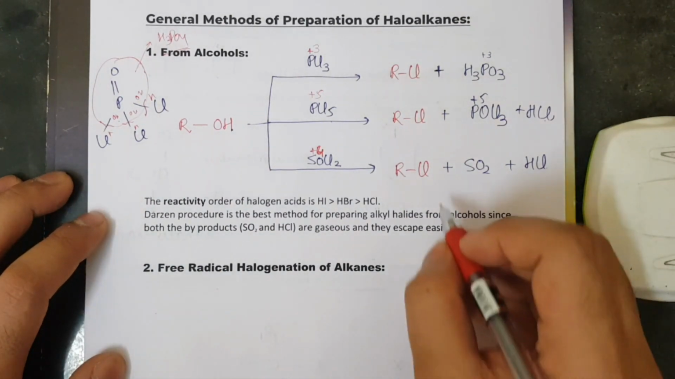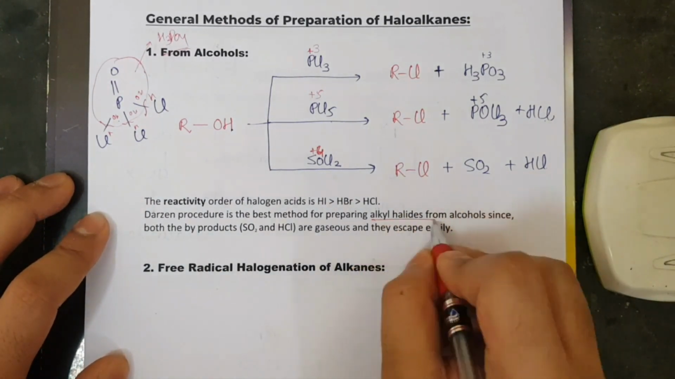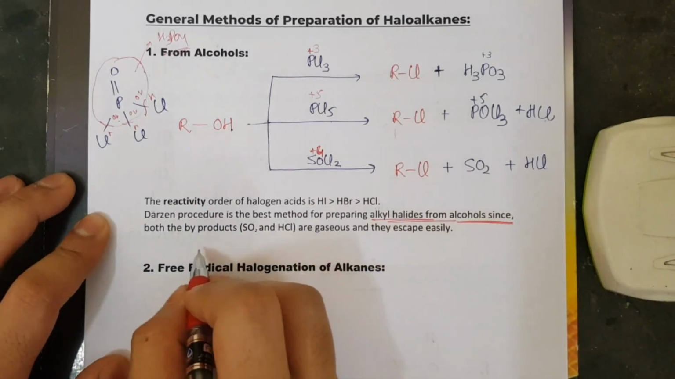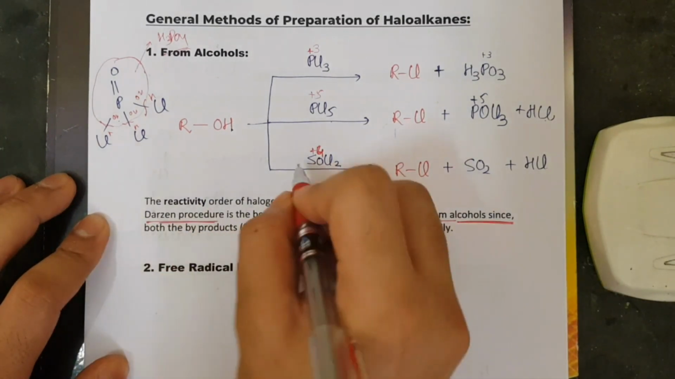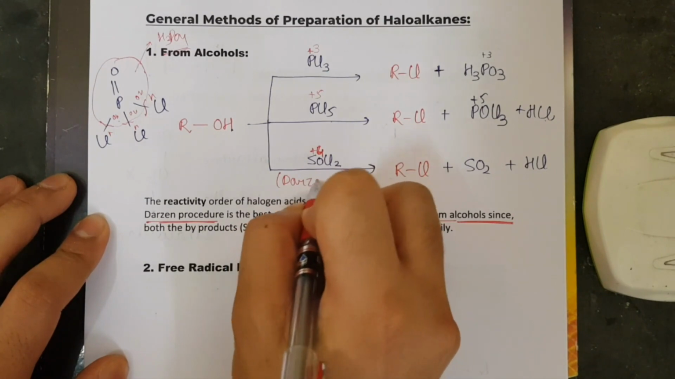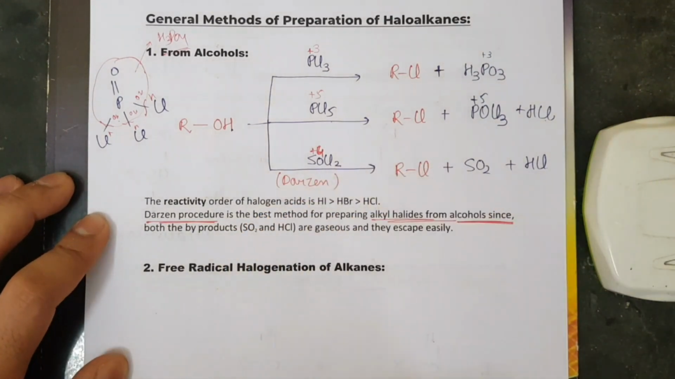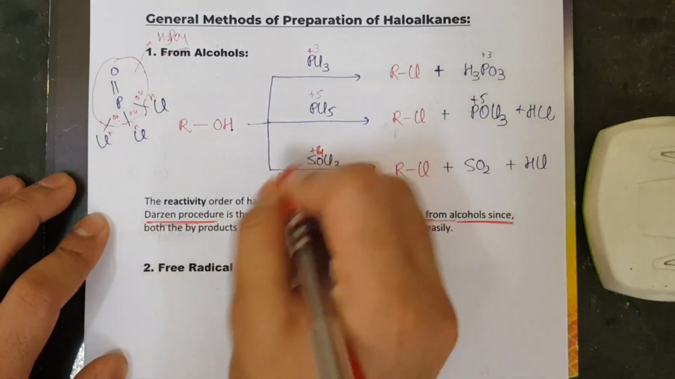The important point to note here is that the best method for preparing alkyl halides from alcohols will be the Darzens procedure. This is also known as the Darzens procedure. Why have I taken the name? Because it has been asked in BITSAT. Okay, so that is why. We call this the Darzens procedure.